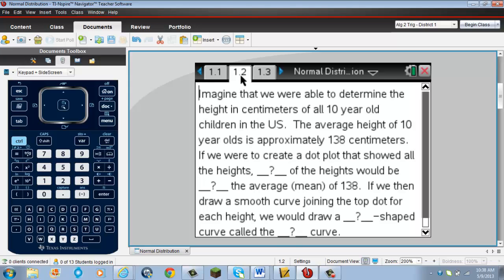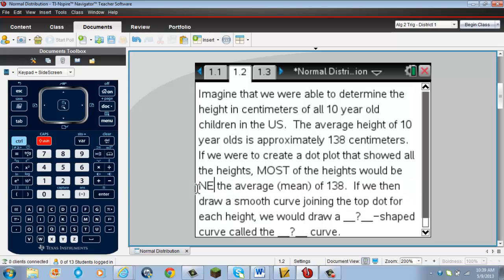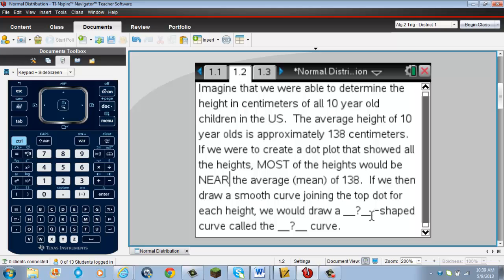So let's imagine that we were able to determine the height in centimeters of all 10-year-old children in the United States. The average height of 10-year-olds is approximately 138 centimeters. If we were to create a dot plot that showed all the heights, most of the heights would be near the average or mean of 138. If we then draw a smooth curve joining the top dot for each height, we would draw a bell-shaped curve called the normal curve.